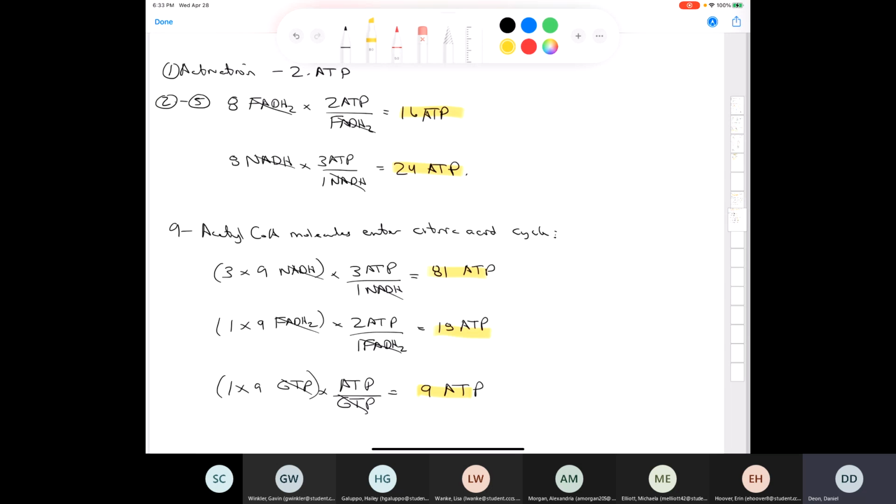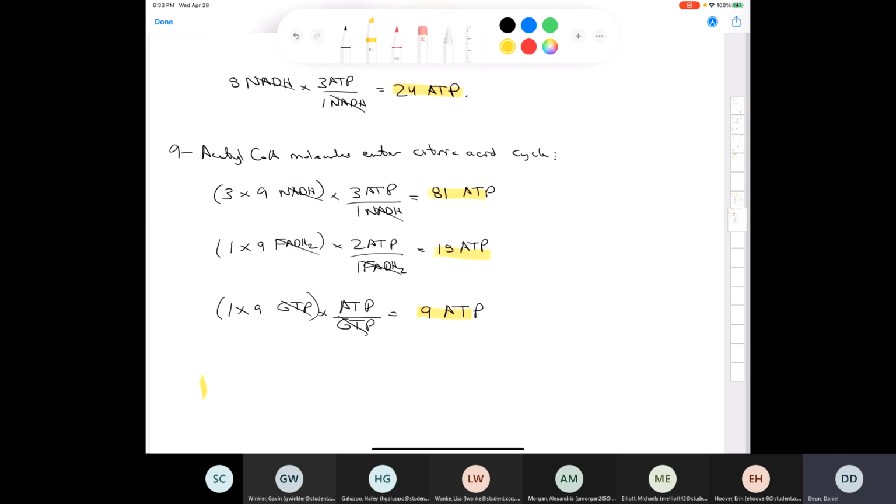So if I take my calculator, or if I just add it up, I have 16 plus 24 plus 81 plus 18 plus 9, which gives me a total of 148 ATPs. Subtract the 2 from the investment phase, and I end up with a total of 146 ATPs produced from my stearic acid.